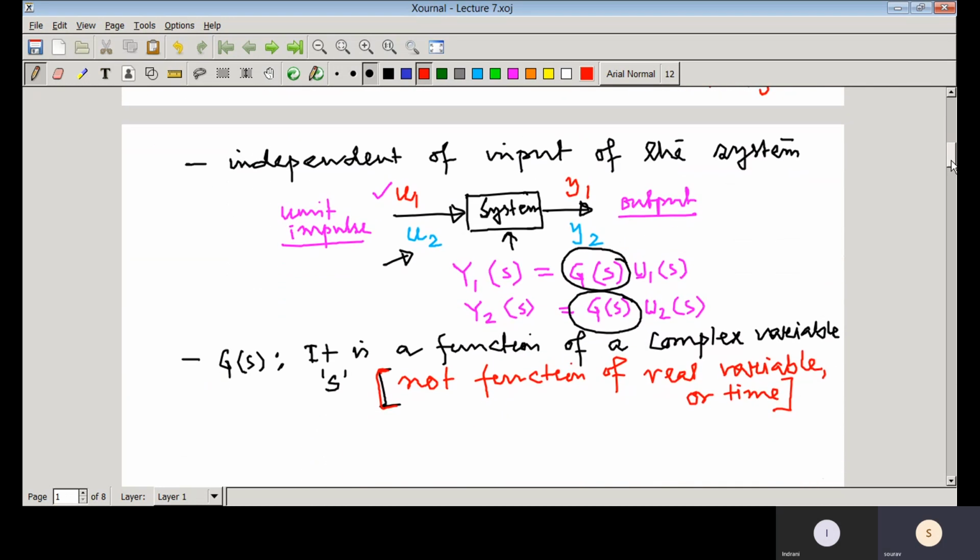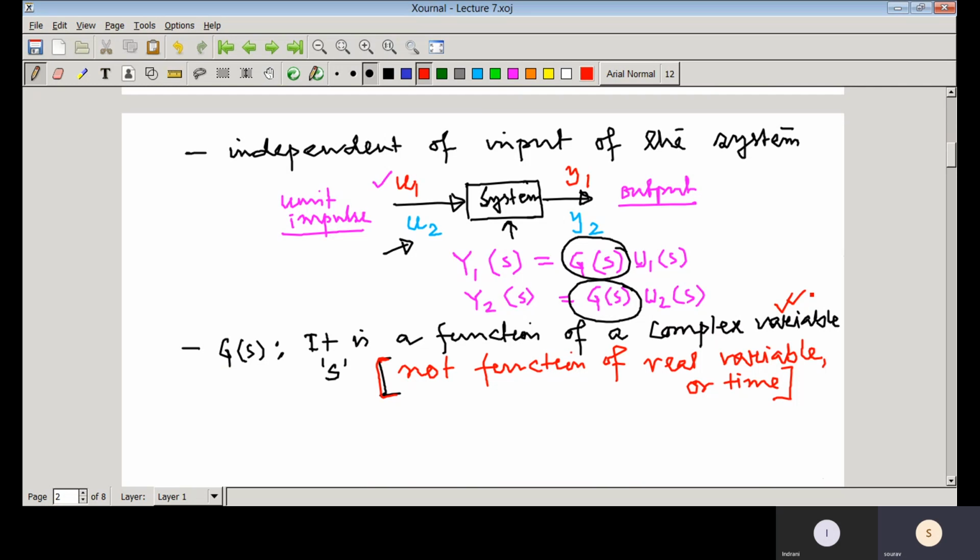And it is a function of the complex variable s, and it is independent of input. You should not be confused with that. If you think that whenever you change inputs, every time you will get a different transfer function, it is not so. The reason is the system dynamics remains the same. If you represent the transfer function in this algebraic form, that is Y1(s) = G(s) U1(s) and Y2(s) = G(s) U2(s), this G(s) gives you the relationship between the input variable and the output variable in the Laplace domain.